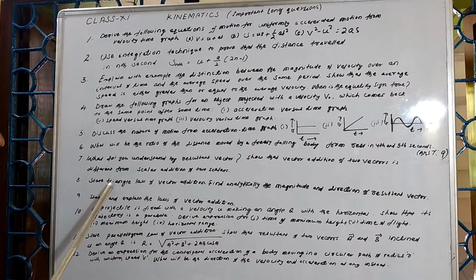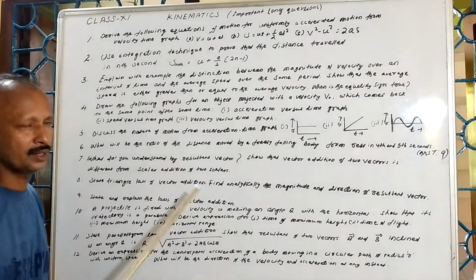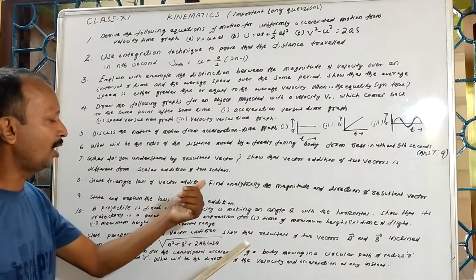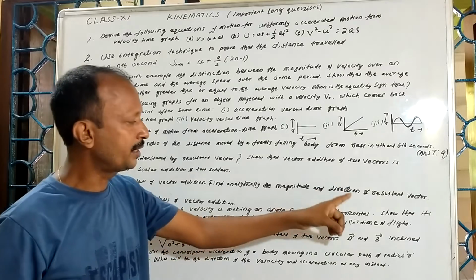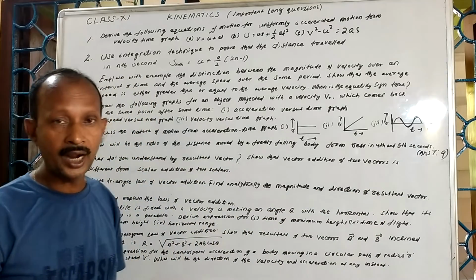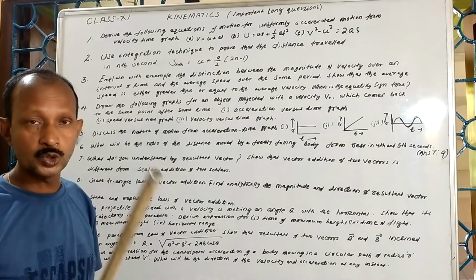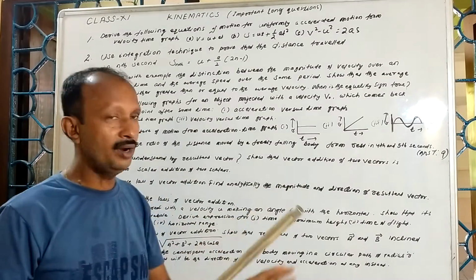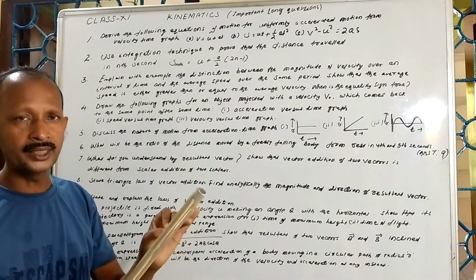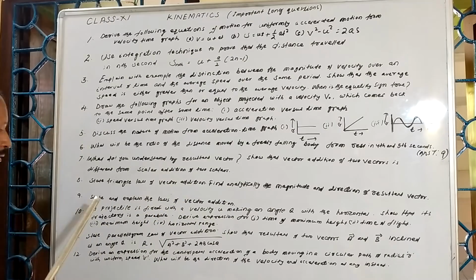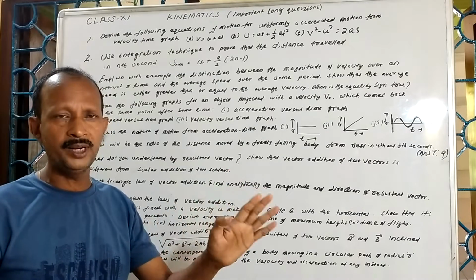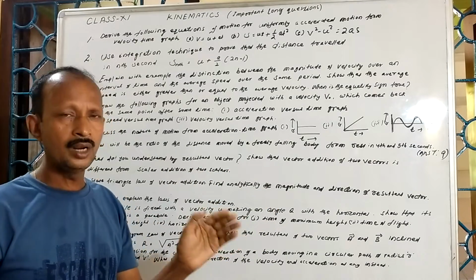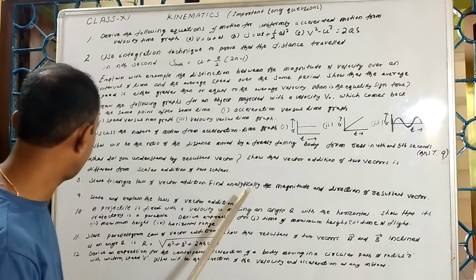8th question. State triangle law of vector addition. Find analytically the magnitude and direction of a resultant vector. You have to show the magnitude and direction of a resultant vector analytically. 9th question. State and explain laws of vector addition. Simply you have to state the laws and explain the vector addition.